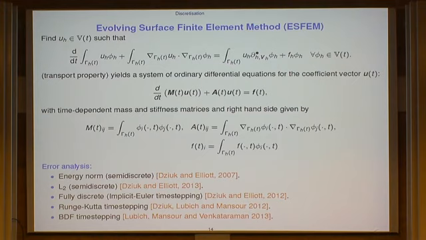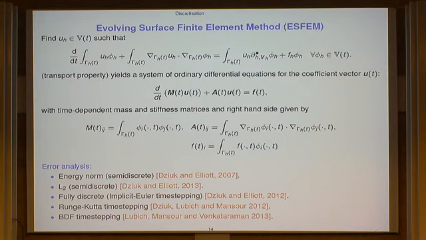So the idea behind the error analysis is that we lift the discrete solution from the triangulated surface to the continuous surface such that we can compare the discrete solution and the continuous solution. And in their original paper where they formulated the method, Dziuk and Elliott showed optimal energy norm error bounds in the semi-discrete case. So this is continuous in time, discrete in space.